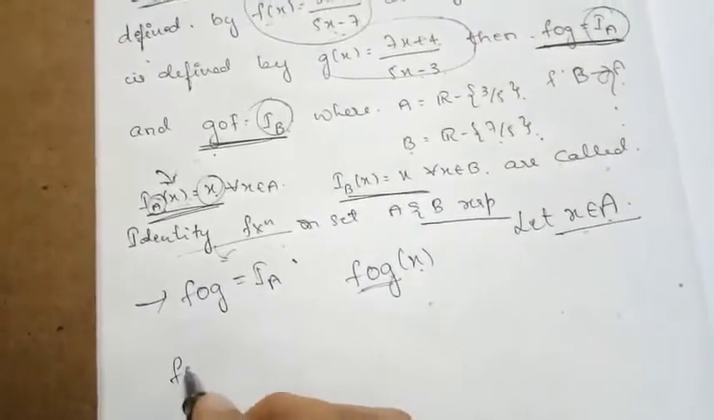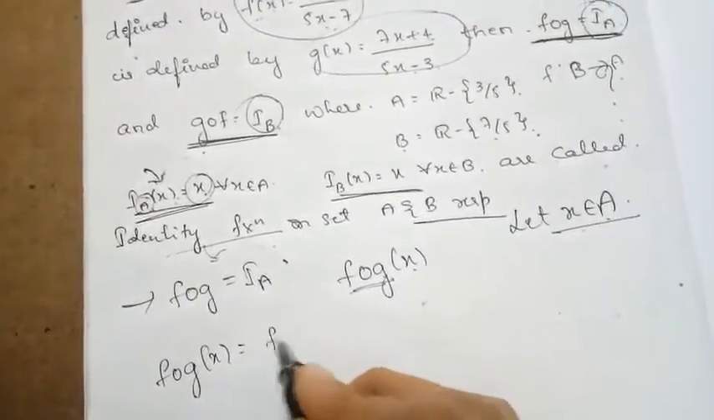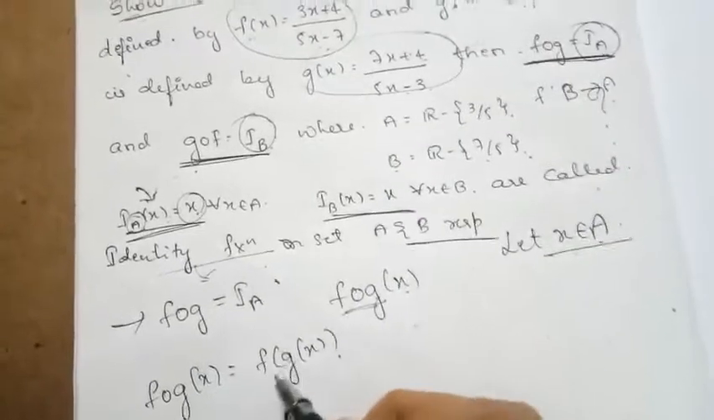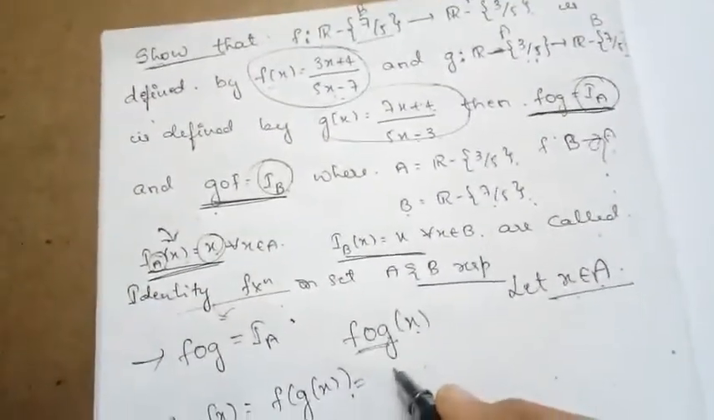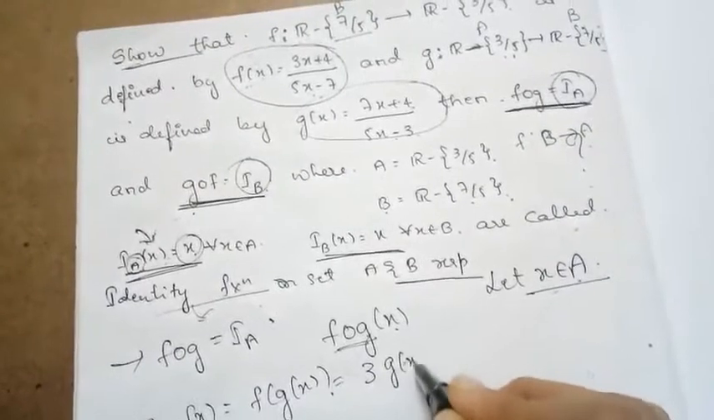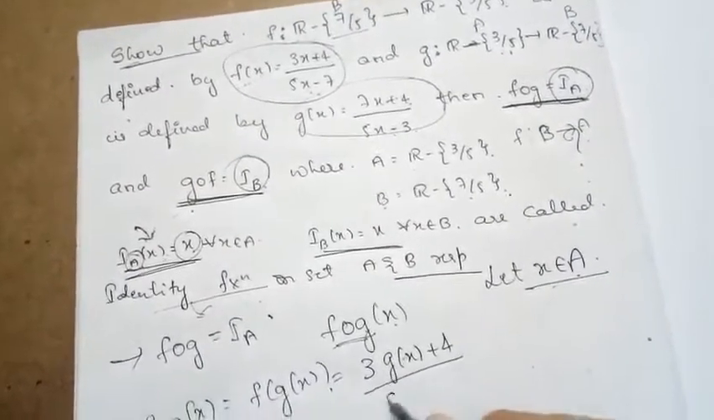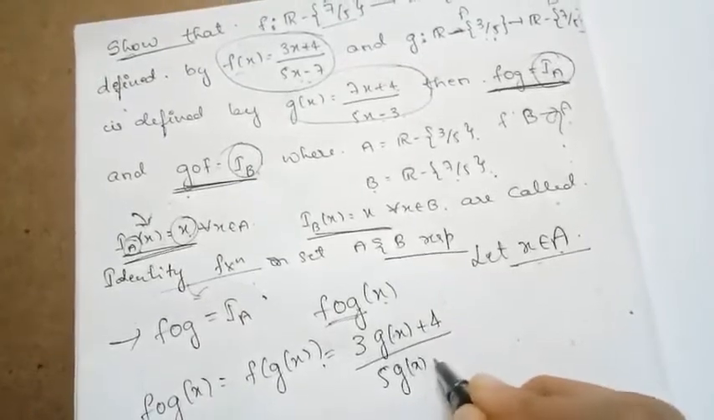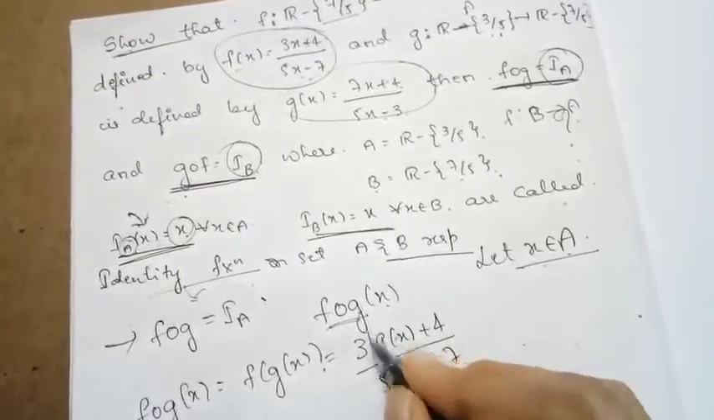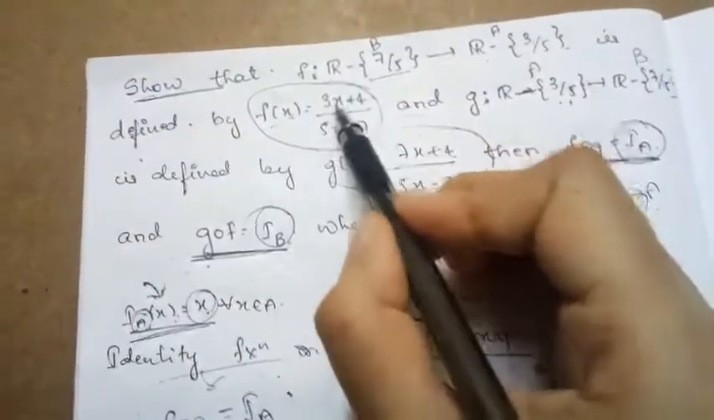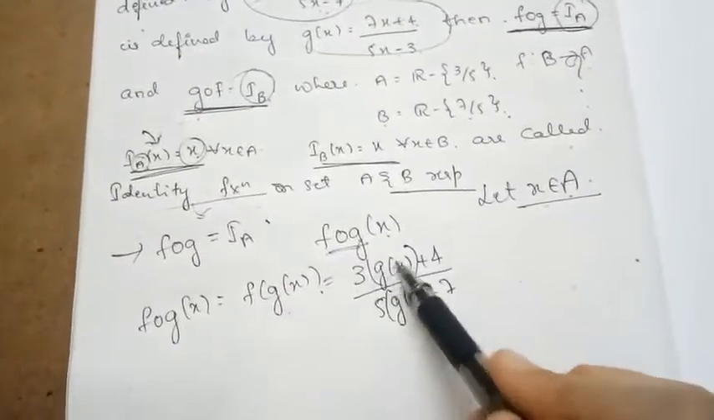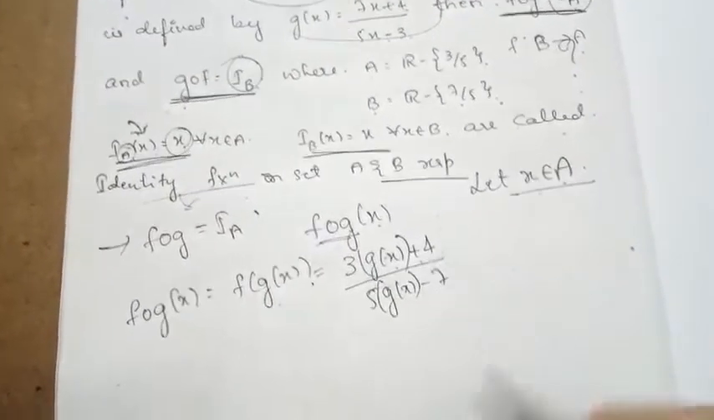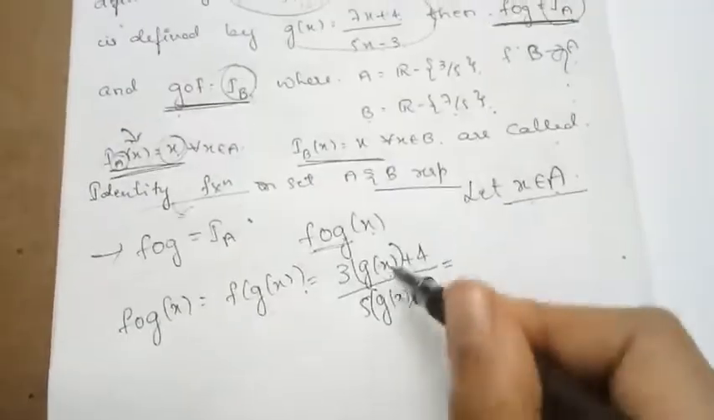So fog of x is nothing but f of g of x. What is f of x? It is 3x plus 4 divided by 5x minus 7. So f of g of x means 3 of g of x plus 4 divided by 5 of g of x minus 7. If I take f of t, it means 3t plus 4 divided by 5t minus 7. Similarly f of g of x means 3 of g of x plus 4 divided by 5 of g of x minus 7. Now what is g of x?